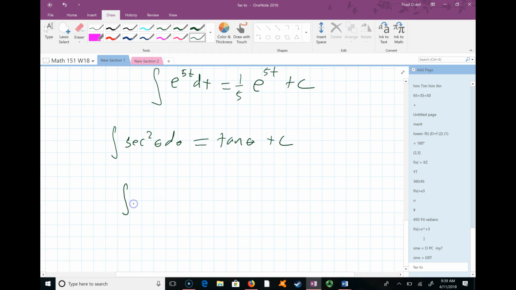What if it said the integral of secant squared 2 theta? Well, that's just tangent 2 theta, right, plus c. But if I take the derivative right now, I'll get secant squared 2 theta with an extra 2, won't I? So I've got to put a little 1/2 out front.